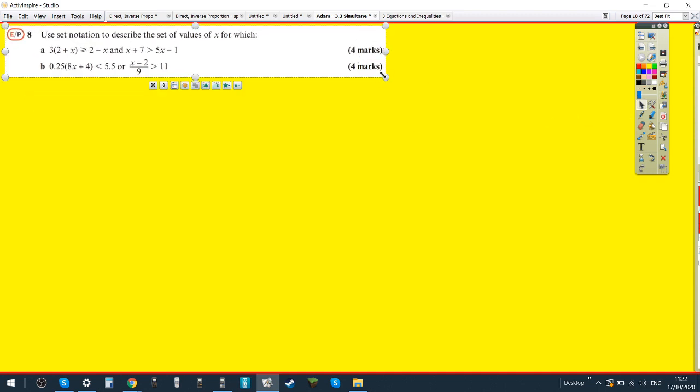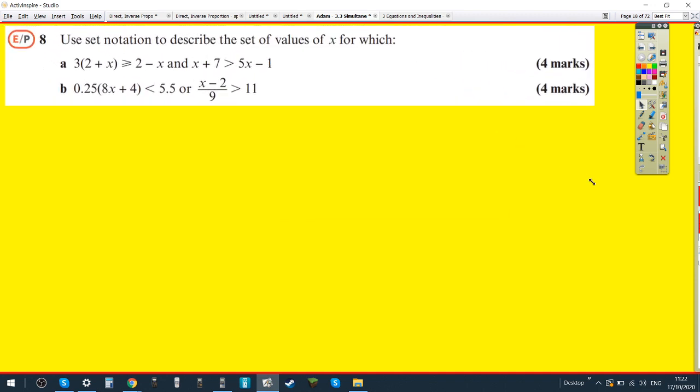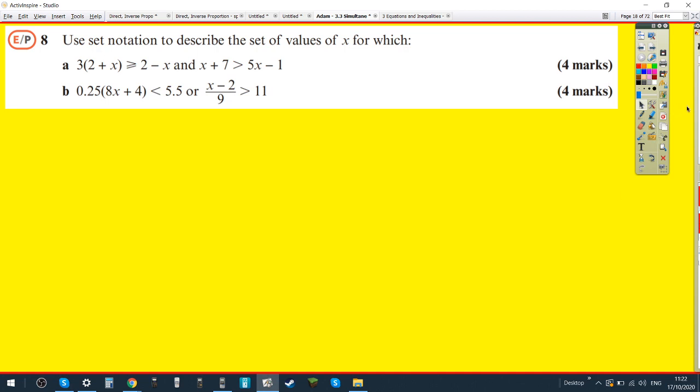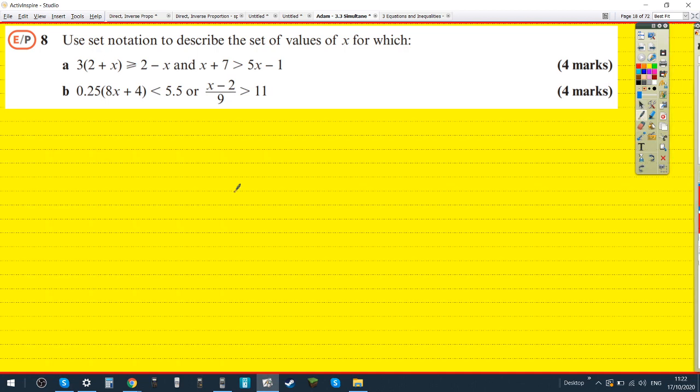Okay, so these are, let's see, no. Let's just try B, because it's got a fraction. Okay. Let's just do the fractional bit. Okay, so no. x minus 2 over 9. We'll do the whole thing. We better do it properly.